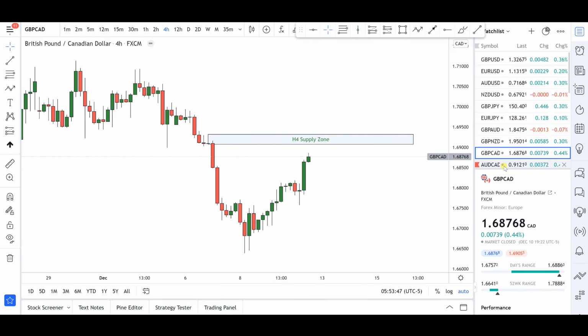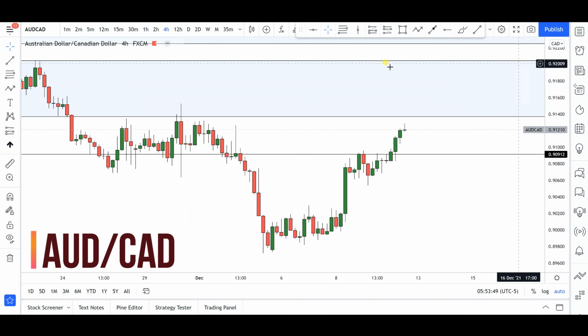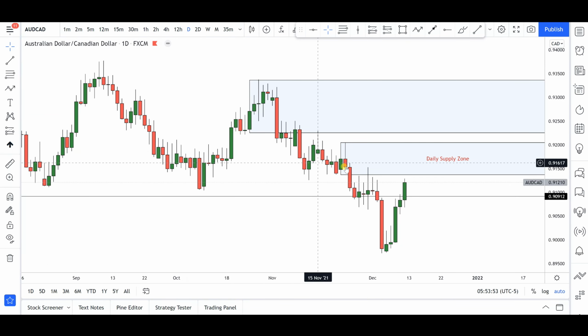Now, the last but not the least is Australian dollar Canadian dollar. This particular pair is also looking nice in my own opinion. We have this daily supply zone that I have mapped out here that led to the break of these levels of structure that we have on our charts. And well, right now price is in that neighborhood. So this is looking pretty much like the British pounds Canadian dollar that we looked at earlier.